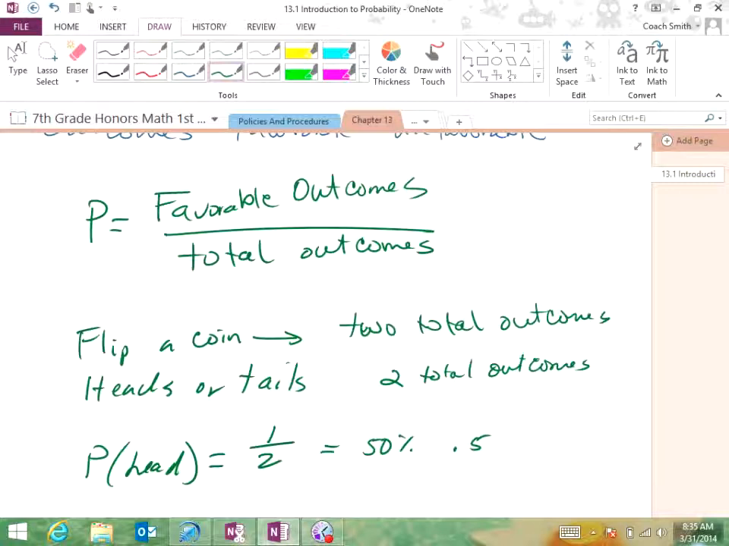If I flipped it 10 times? 5 times. Okay? If I flip a coin 10 times, by probabilities, 5 of those times it should land on heads, 5 of those times it should land on tails. Okay? Well, obviously there's a bunch of different things that could go into that.